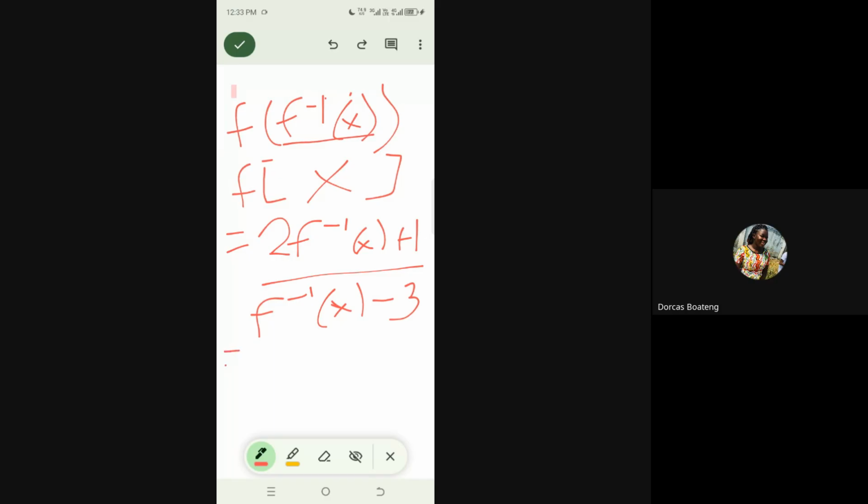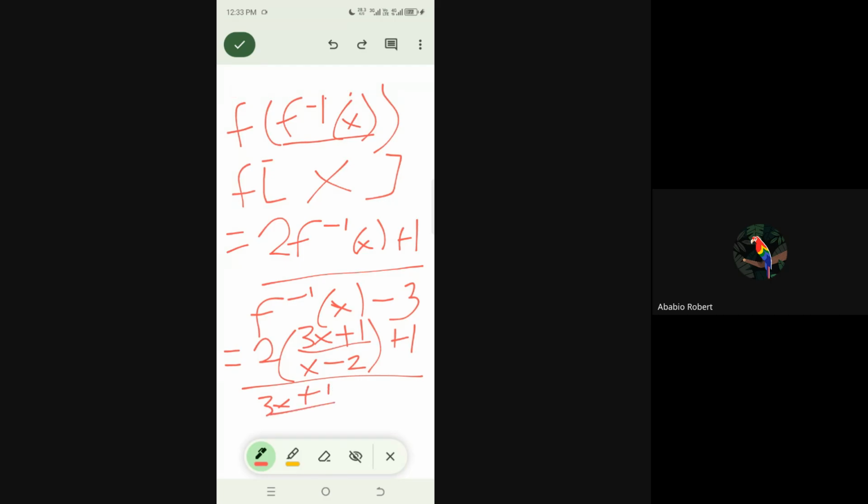But know that we also solved for f inverse of x, so wherever you see f inverse of x, you have to replace it with that answer. We had 2 times 3x plus 1 over x minus 2, plus 1, all over 3x plus 1 over x minus 2, minus 3.